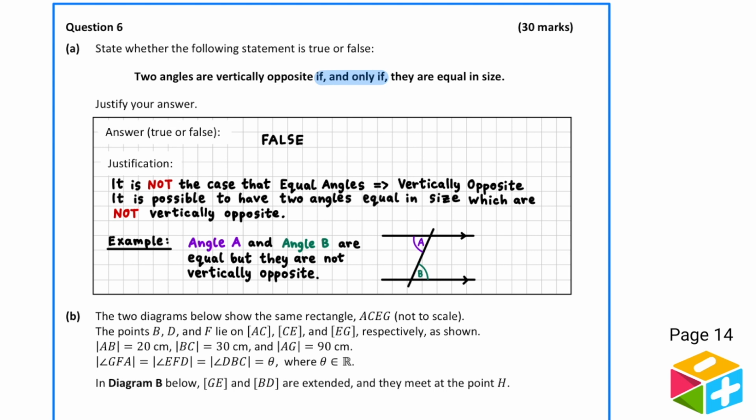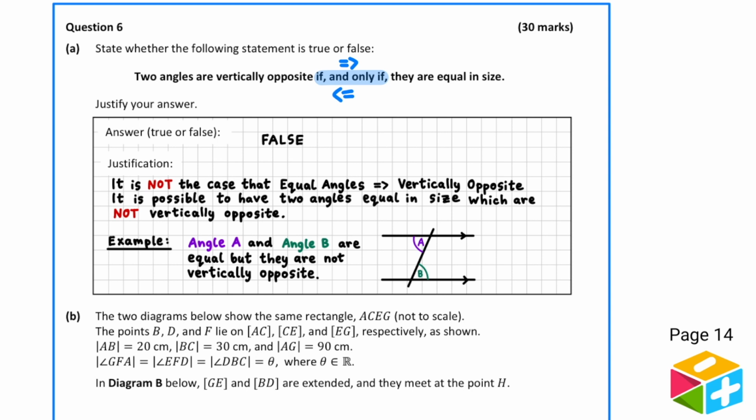For this statement to be true, it would have to be the case that two angles being vertically opposite implies that they are equal in size, but also if two angles are equal in size, it implies that they're vertically opposite. If we think a bit about this second implication, we run into some issues. It is not the case that angles being equal implies that they're vertically opposite.